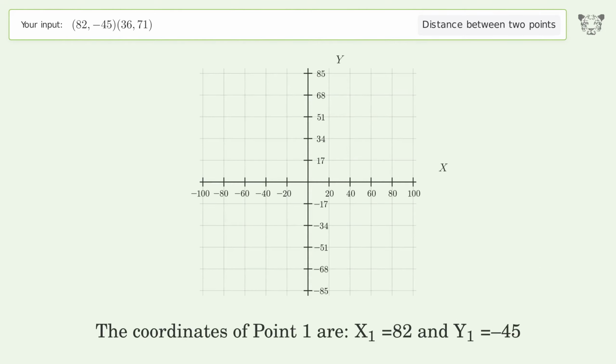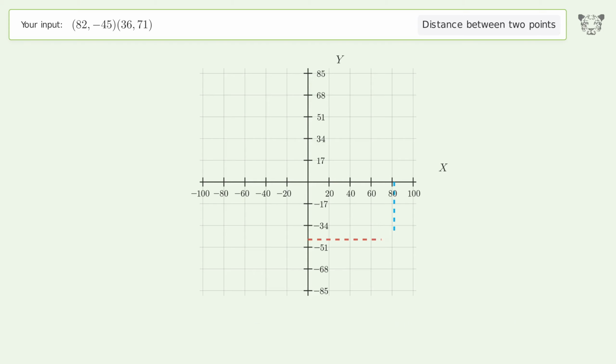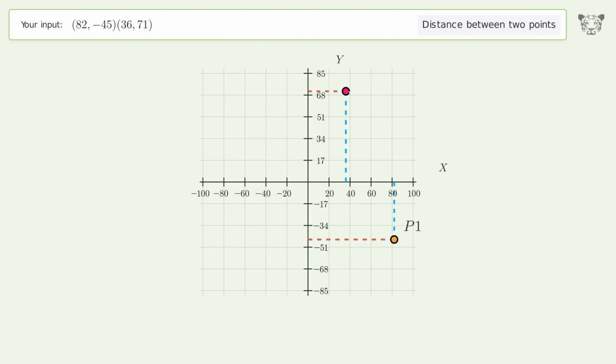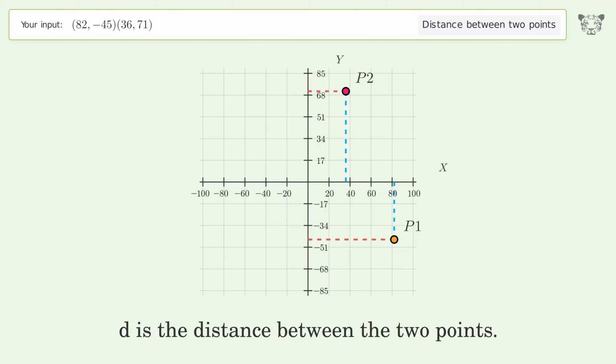The coordinates of point 1 are, x1 equals 82 and y1 equals -45. The coordinates of point 2 are, x2 equals 36 and y2 equals 71. D is the distance between the 2 points.